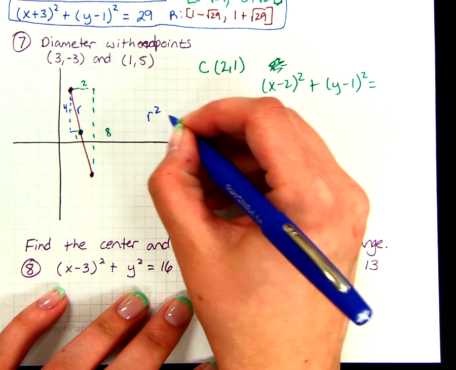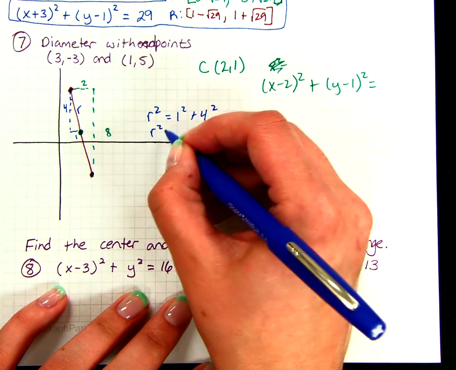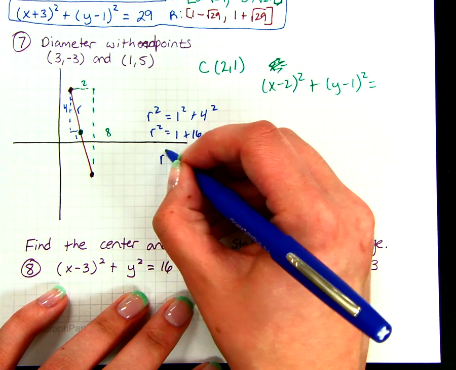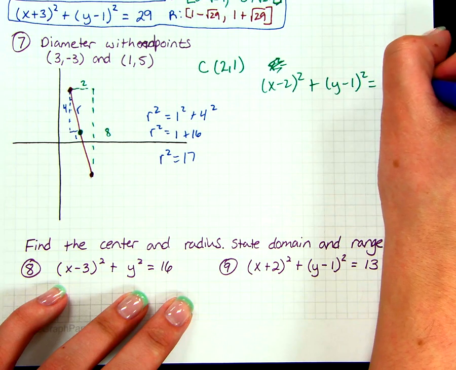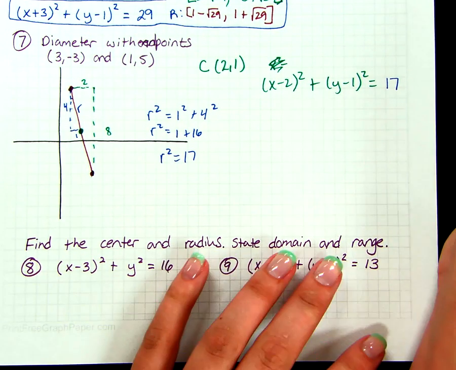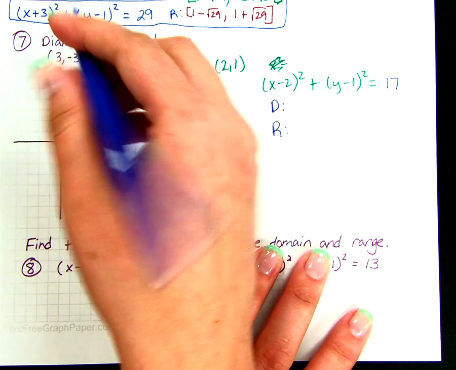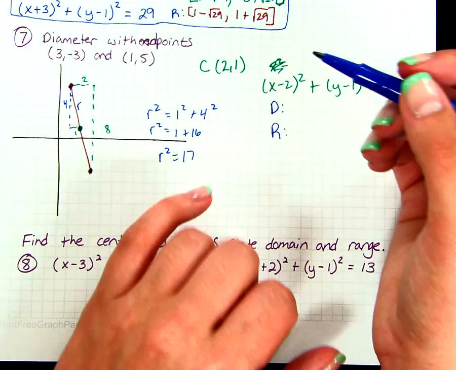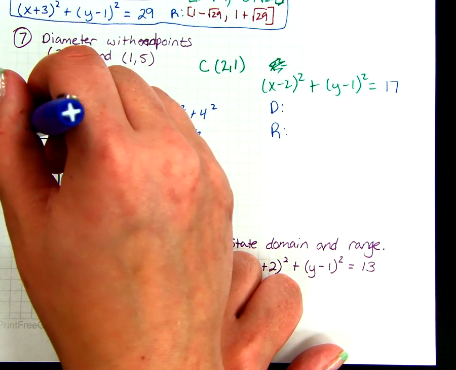So r squared equals 1 squared plus 4 squared. So 1 plus 16 is going to give us 17. So this will be 17 for this part. And then if we are trying to find domain and range from this, okay, so again, domain is this way. So we know that we have to go the square root of 17 in all directions. So mostly we care about it this way.